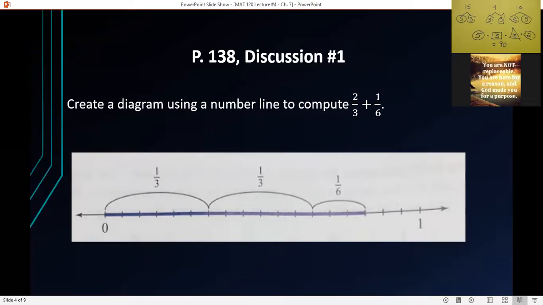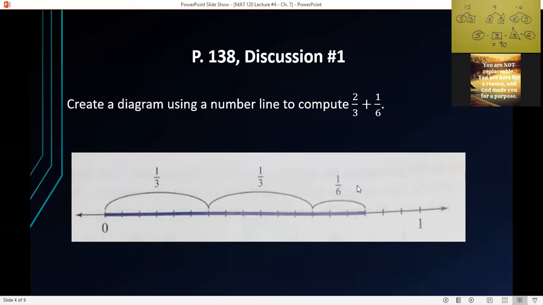So what we would do then to create a diagram like this to compute 2/3 plus 1/6 is chop it up into 18 parts. We get 18 because 3 times 6 is 18, and then represent the third with 6 units. So 2/3 is 6 units here for the first 1/3. The second 1/3 then is another 6 units. So these two arcs represent 2/3, which is the same as 12 units.